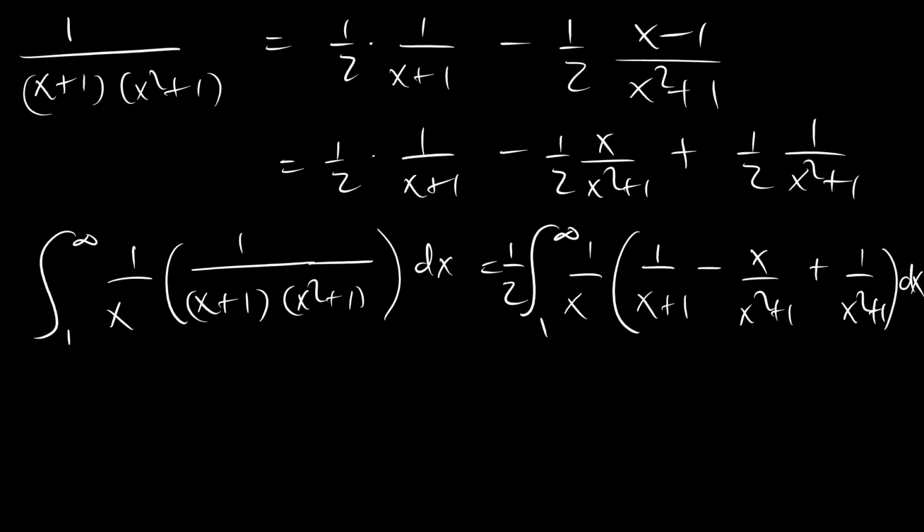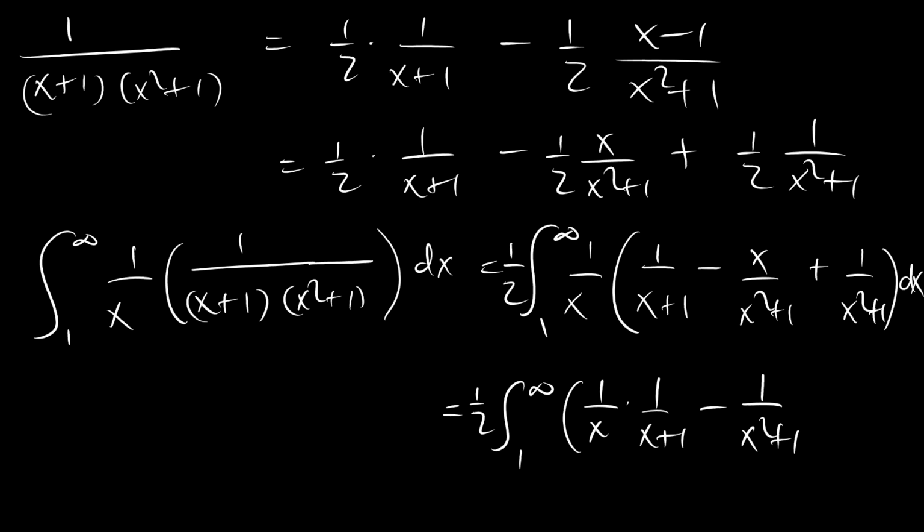And so this is interesting because now we have a half out here, and now we have 1 over x plus 1 minus 1 over x plus 1 plus 1 over x times x squared plus 1, right? So we can express this as a partial fraction, and continue with the process, okay?